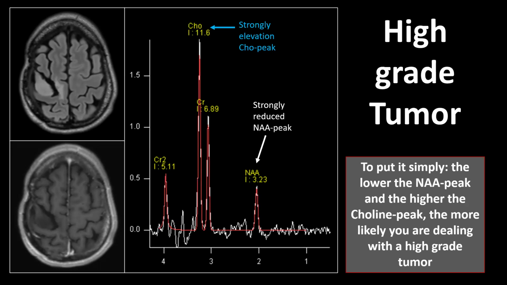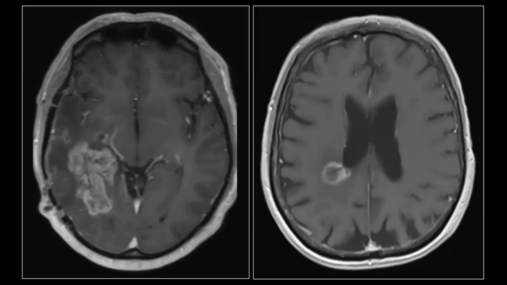In reality, you're often dealing with peaks that are more between the two, and then it becomes a bit more difficult. But if you're dealing with an extreme situation, it's easier. This is also a frequent problem for which MRI spectroscopy is requested at our institution.